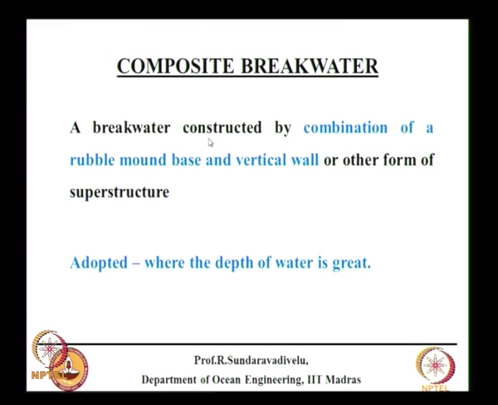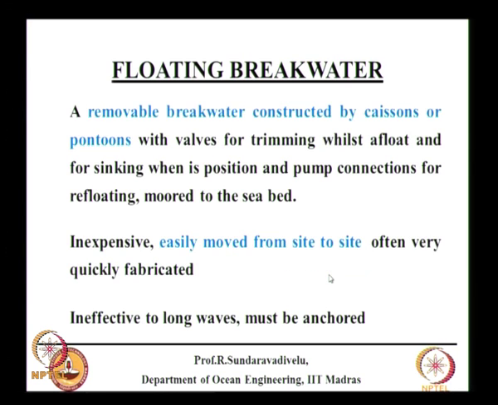A composite breakwater is a combination of a rubble mound base and a vertical wall. Instead of a vertical wall, it can be another form of superstructure. This is adopted where the depth of water is more than 15 meters. Then we have other types, floating breakwaters.